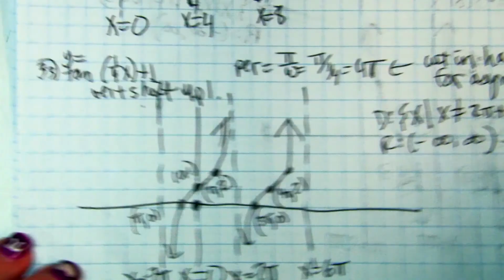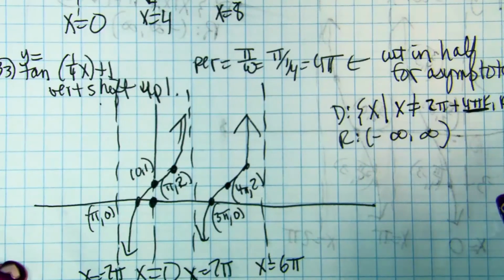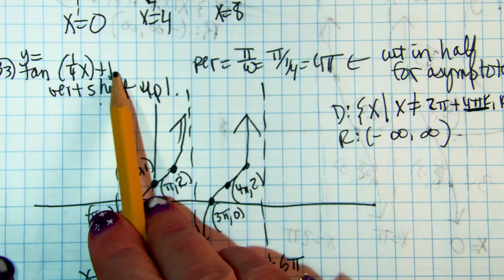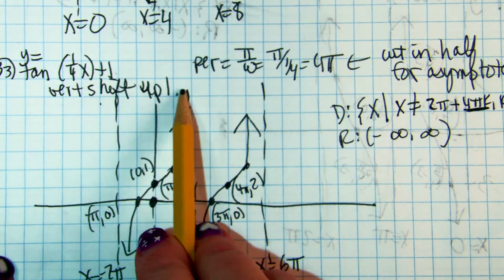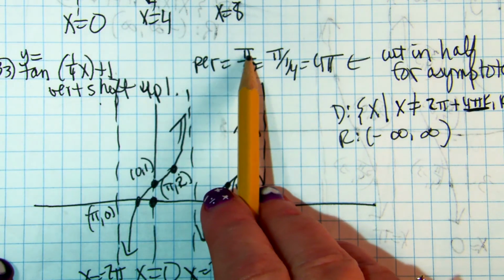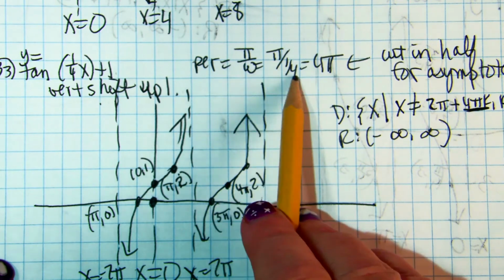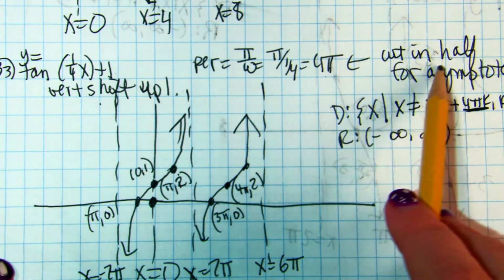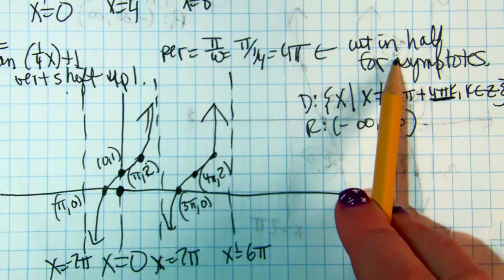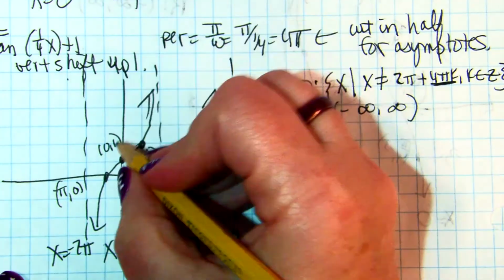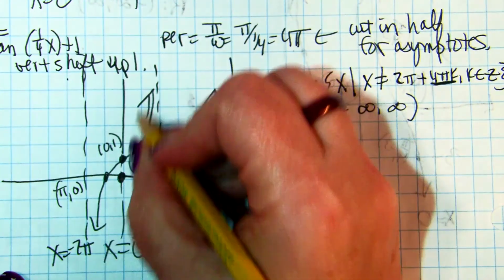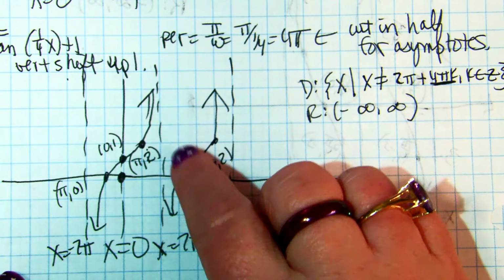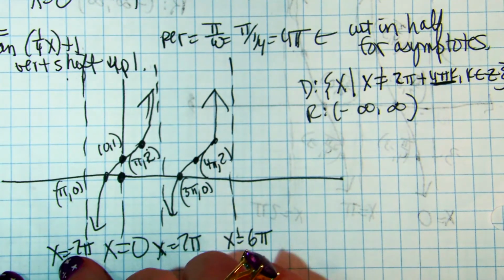So here's a tangent one. It says 1/4 x plus 1. So that's a vertical shift up 1. So you do pi over 1/4, which is 4 pi. And you cut it in half to find out where the asymptotes go, because the y-axis cuts one of the periods in half. So half of 4 pi is 2 pi. So it's going to be 2 pi on the right and 2 pi on the left.